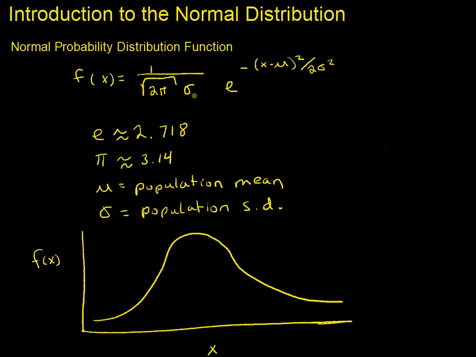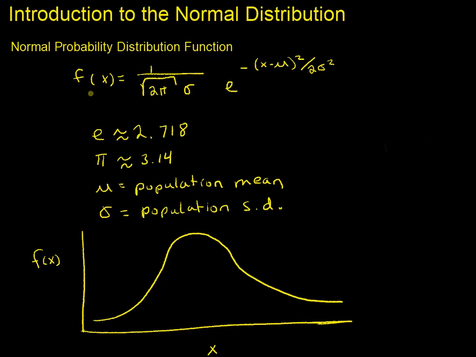But then there's sigma and mu. Now mu is the population mean, and sigma is the population standard deviation. So remember, probability distribution functions are always for the population, right? So mu and sigma are from the population. They're the mean and standard deviation from the population.